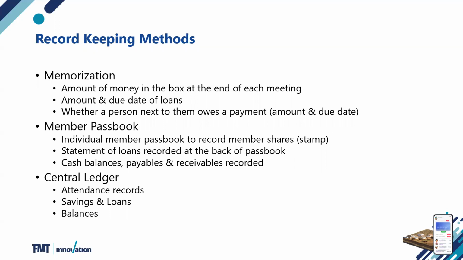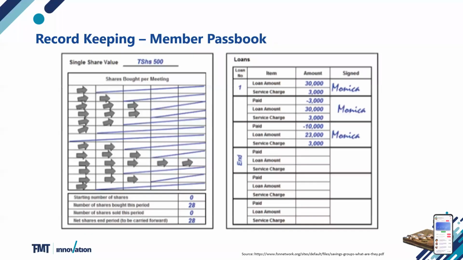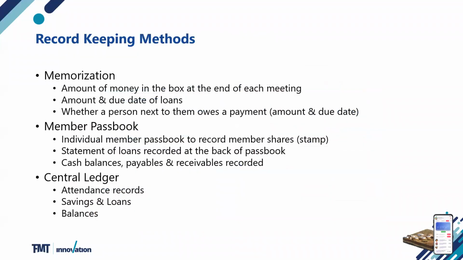And in cases where there is a member passbook, this would be that image that I just showed you, where there are some stamps on shares that were bought, and again, a listing of the loans. And besides that, there's also a central ledger, which contains the attendance records for all the people that attended meetings, and also includes savings and loan balances for all the group members.